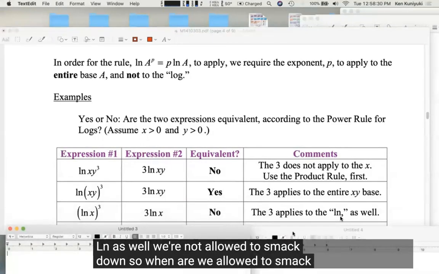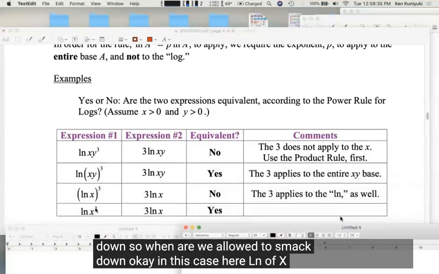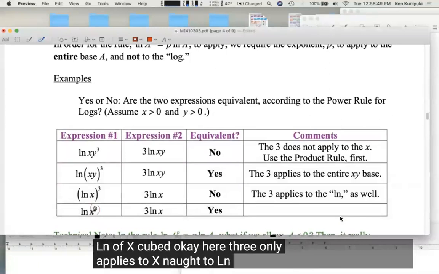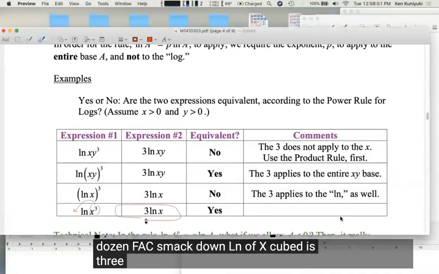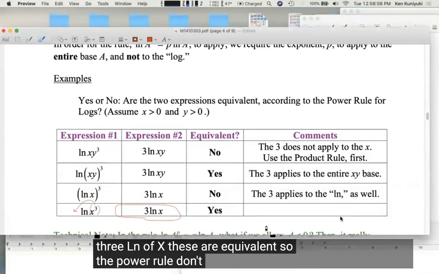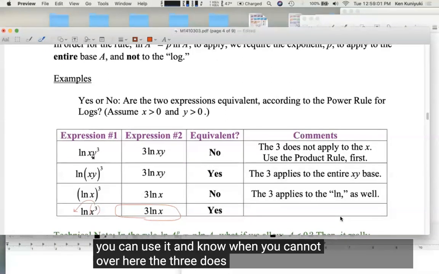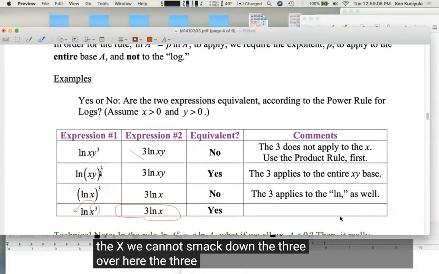So when are we allowed to smack down? In this case here, ln of x cubed, here the 3 only applies to x, not to ln, so the 3 does in fact smack down. ln of x cubed is 3 ln of x. These are equivalent. So the power rule, don't abuse it. Know when you can use it and know when you cannot. Over here, the 3 does not apply to the x. We cannot smack down the 3. Over here, the 3 applies to the xy.